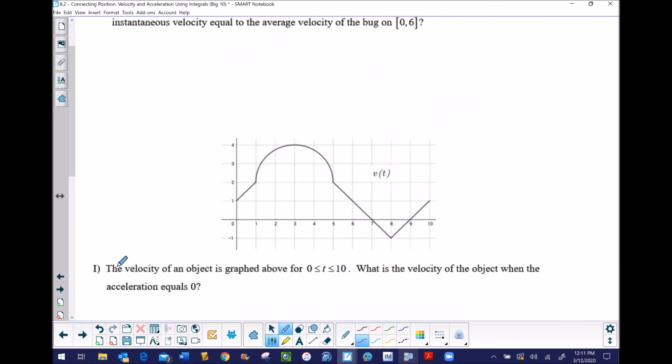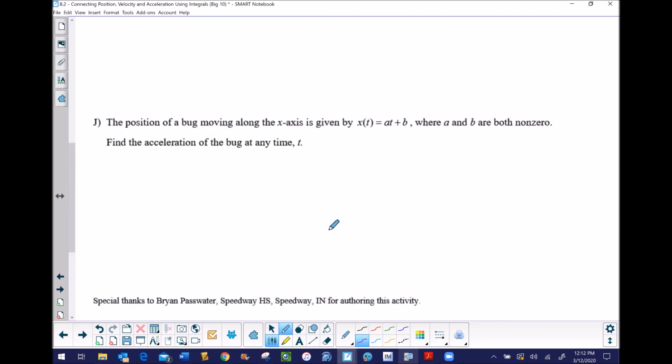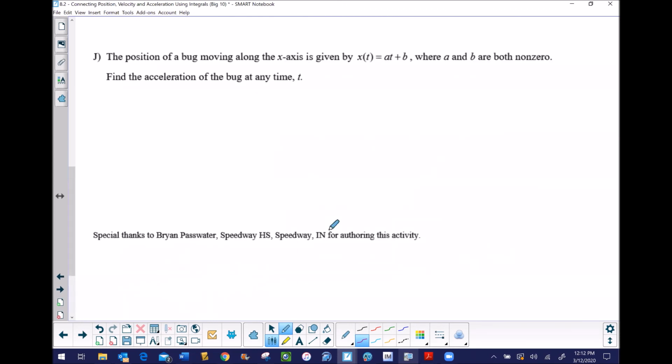Okay. Tomorrow's agenda is only one example from the notes, so we should be able to have some time. Okay, it says for J that the position of a bug moving along the x-axis is given by x of t equals at plus b. A and b are both non-zero. Find the acceleration of the bug at any time t.